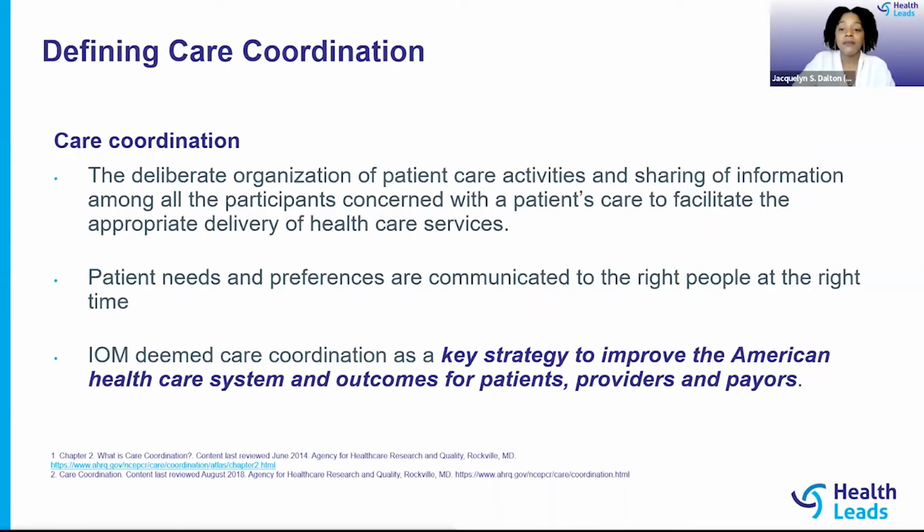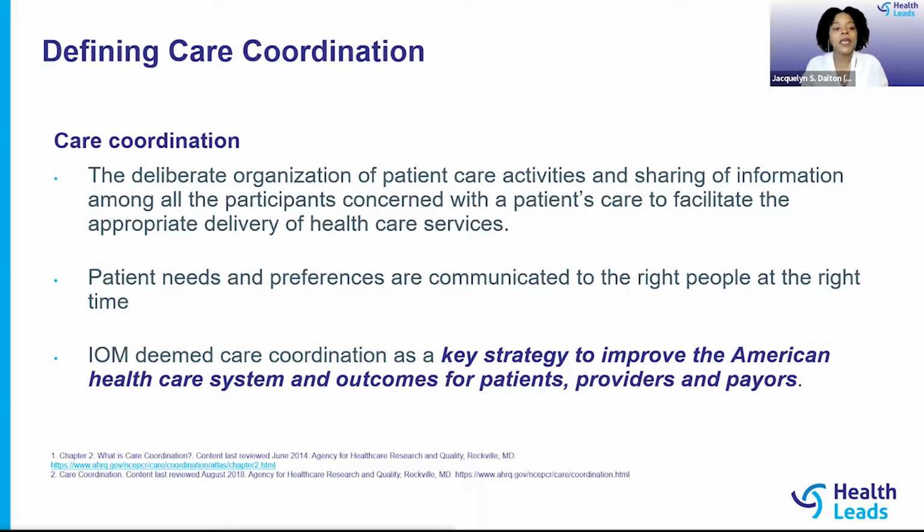So care coordination, like many terms used in healthcare, can have many different meanings and interpretations depending on who you're talking to or what audience you have. In 2018, the Agency for Healthcare Research and Quality reviewed over 40 definitions, some being very broad, even broader than the one that you see here today, and some more specific. But after reviewing those 40 definitions, they published this definition for care coordination, saying that care coordination is the deliberate organization of patient care activities and sharing of information among all the participants concerned with a particular patient's care to facilitate appropriate delivery of those healthcare services, which would then lead to safer and more effective care.